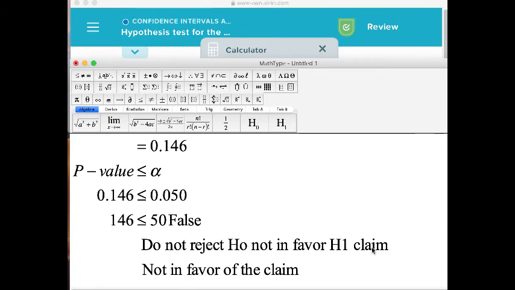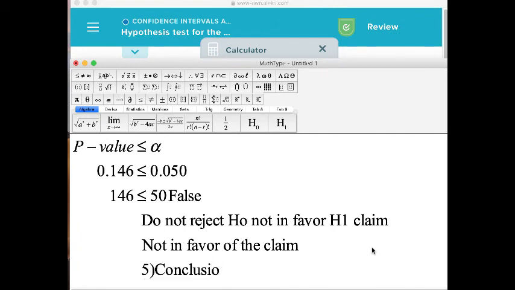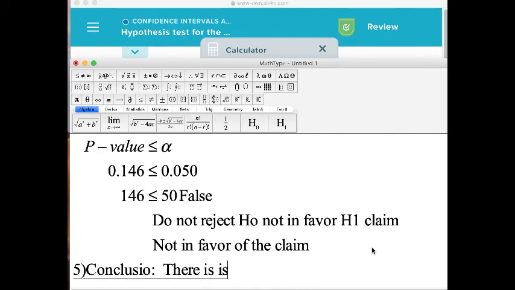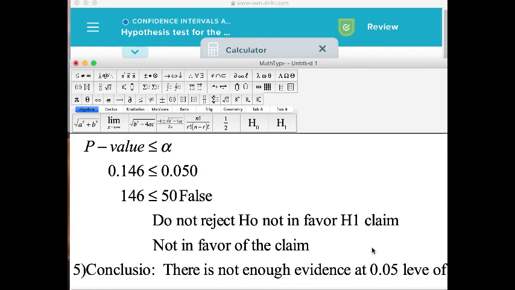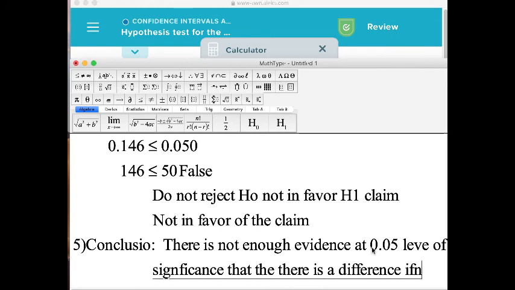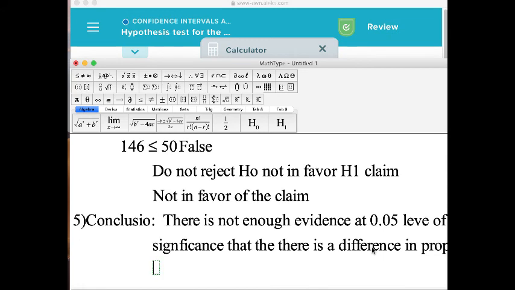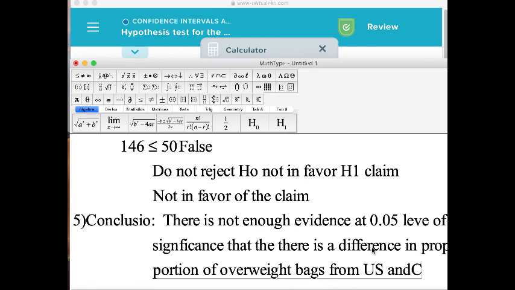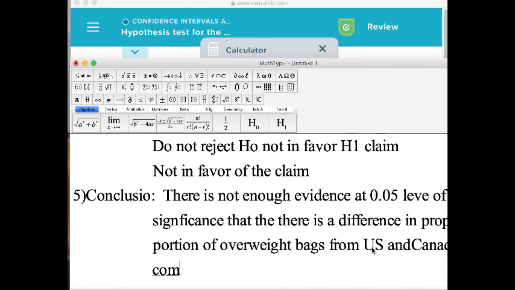So our conclusion would be there is not enough evidence at the 0.05 level of significance that there is a difference in the proportion of overweight bags from US and Canada compared to the ones that are within Europe.